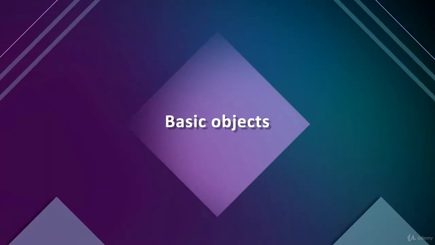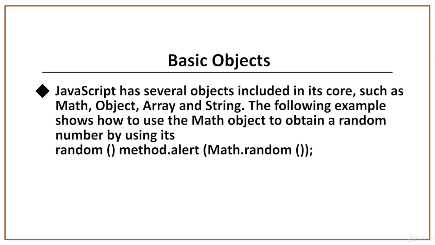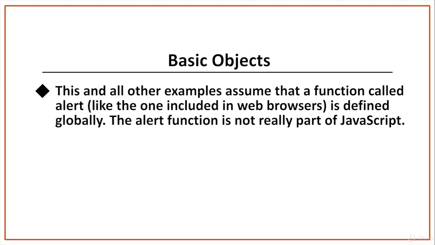Now for the basic objects. JavaScript has several objects included in its core, such as Math, Object, Array, and String. The following example shows how to use the Math object to obtain a random number by using its random method, alert. Note, this and all other examples assume that a function called alert, like the one included in a web browser, is defined globally, and the alert function is not really part of JavaScript.